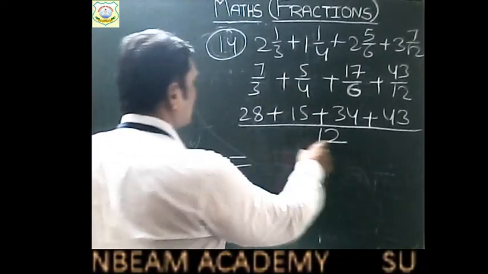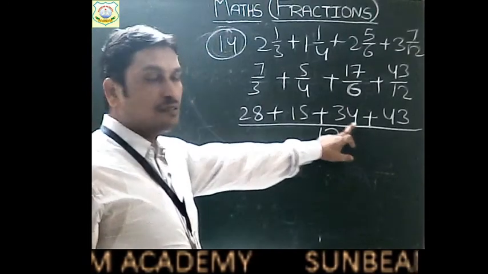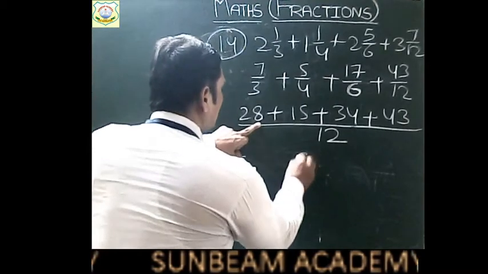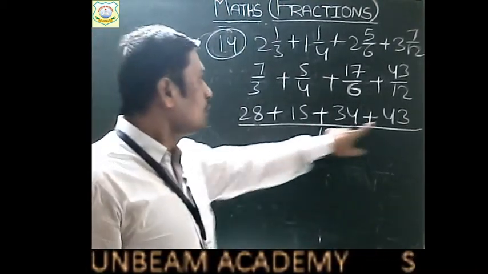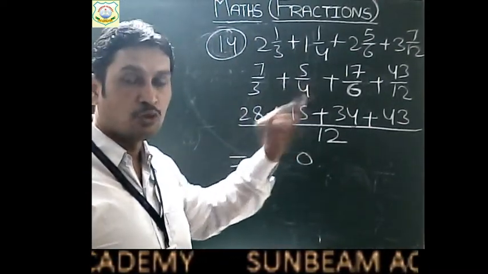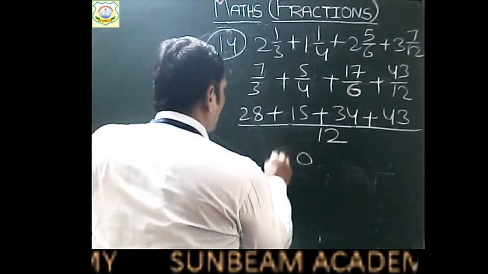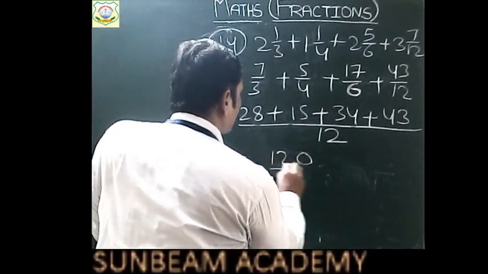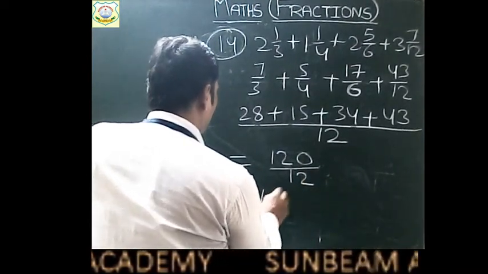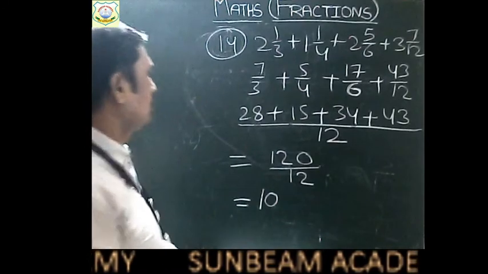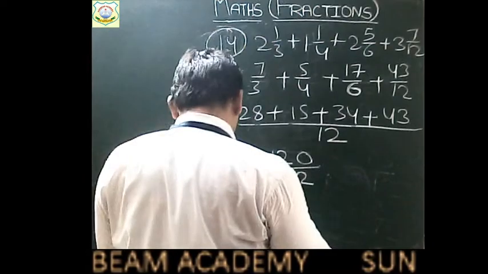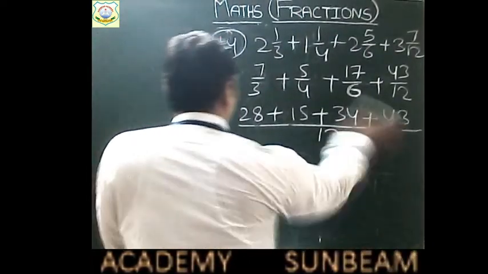What will we get, children? So 3 plus 4, 7, 7 plus 5, 12, 12 plus 8, 20. 20, 0, carry will be 2. Now 4 plus 3, 7, 7 plus 1, 8, 8 plus 2, 10 and carry 2 will become 12. 120 upon 12. So what do we get, children? We get 10 and this is the answer. Okay, children. So, children, I think in this way you can solve the other questions.